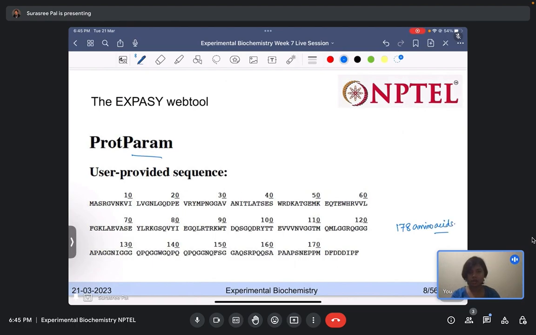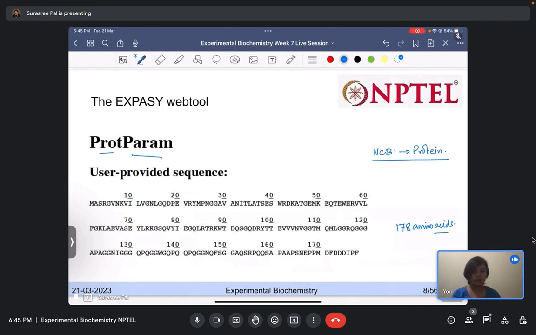So what we have done is that we have provided this amino acid sequence in the ProtParam tool. Now how do we obtain this amino acid sequence? We can obtain this amino acid sequence from the NCBI protein server. It is available online if the protein sequence is known, and this protein sequence we can provide in this ProtParam tool, and it will give us several pieces of information.